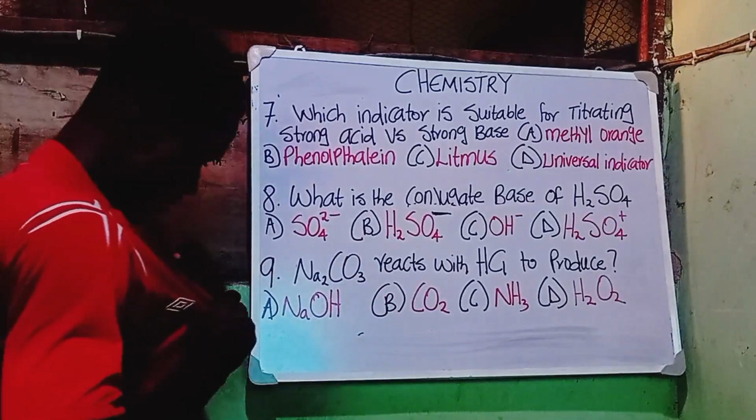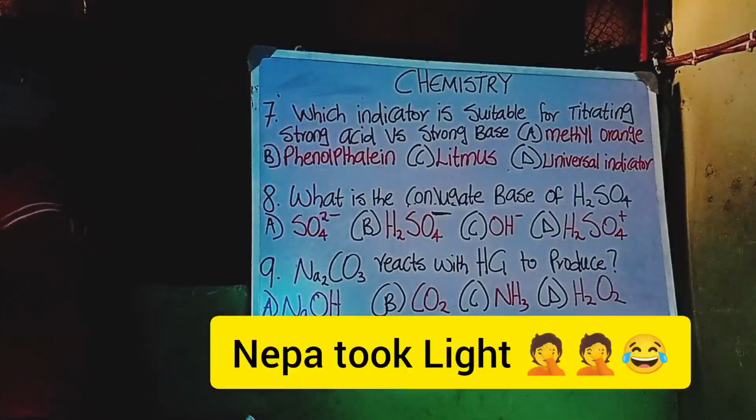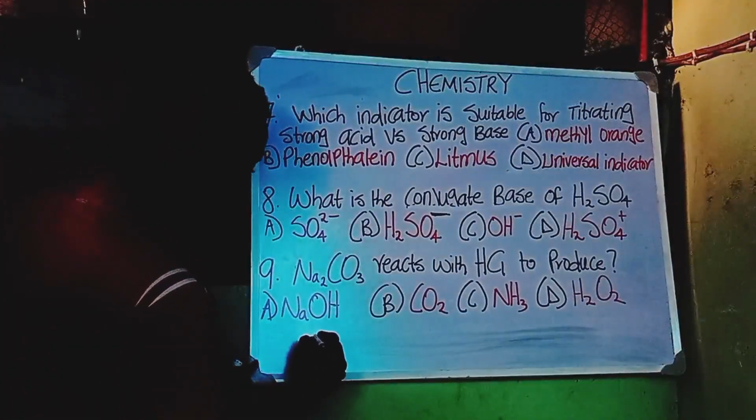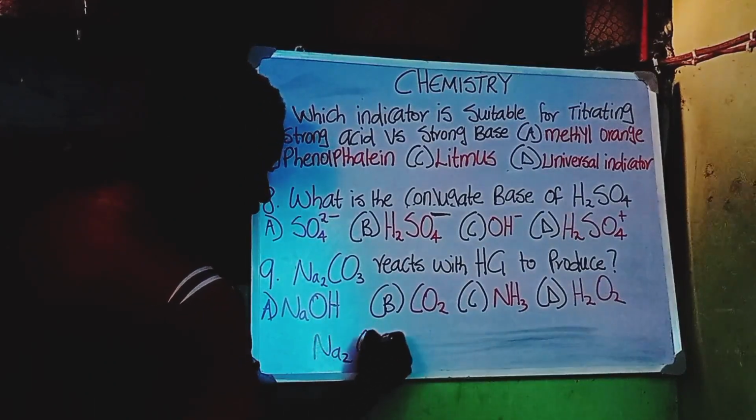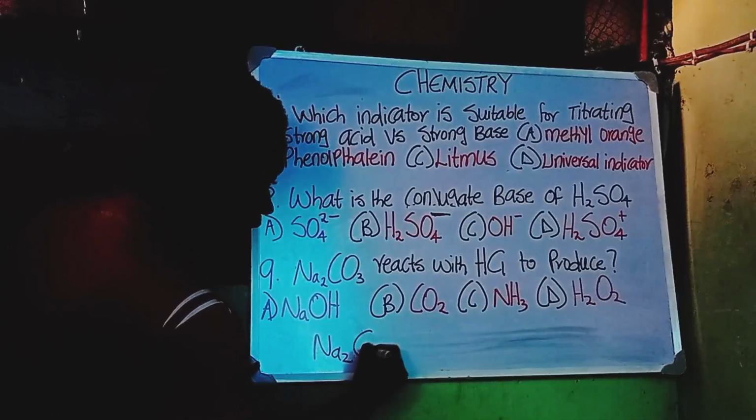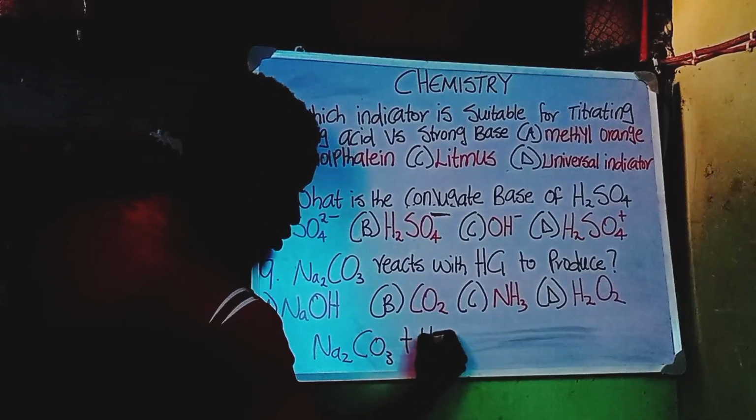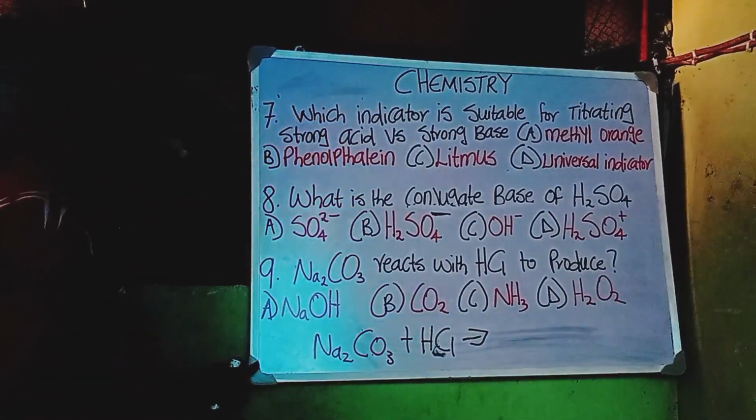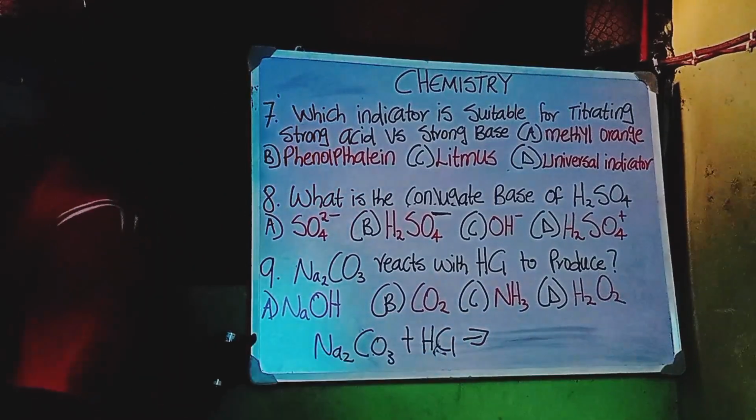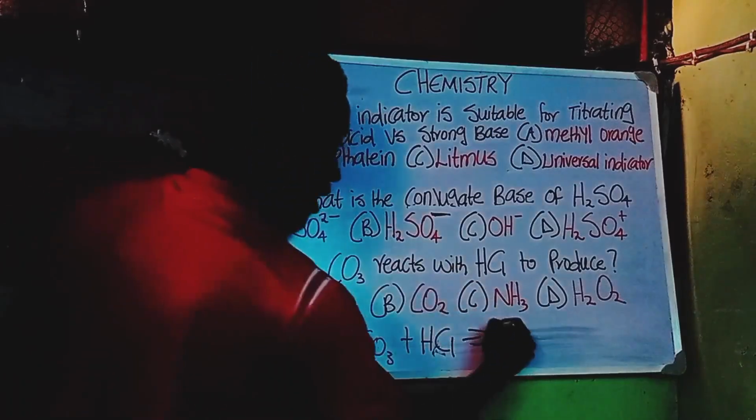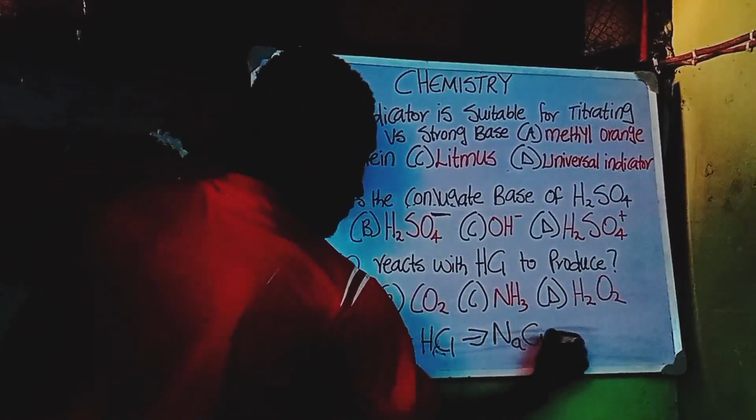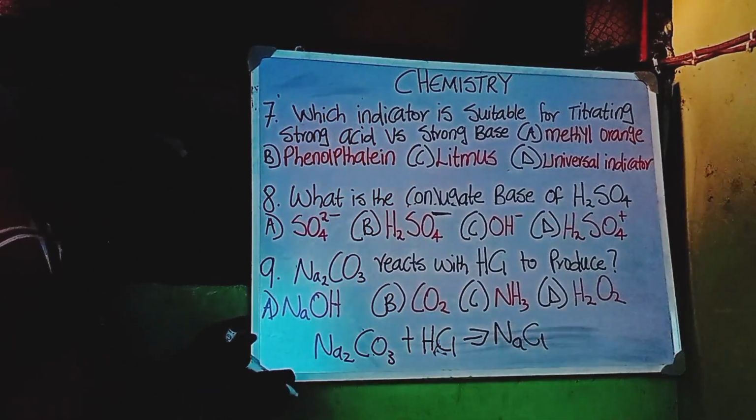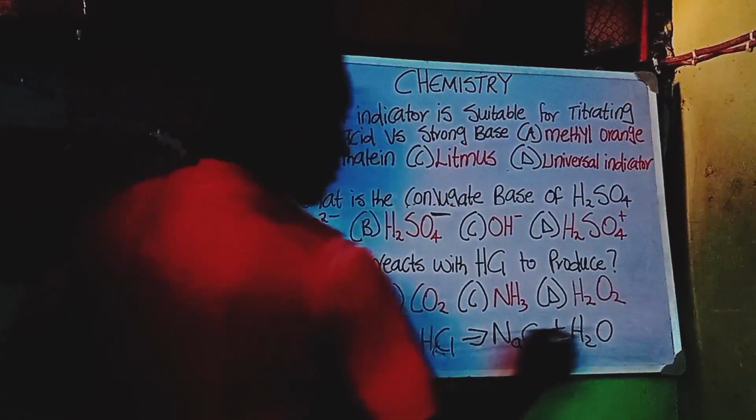For us to get this, we have to balance this equation. So let's bring it out in equation format. We have Na2CO3 plus hydrochloric acid, giving us a forward reaction. Carbonate reacting with hydrochloric acid, the first thing we are going to have is sodium chloride. After that we are going to get water, and it's also going to give us carbon dioxide.